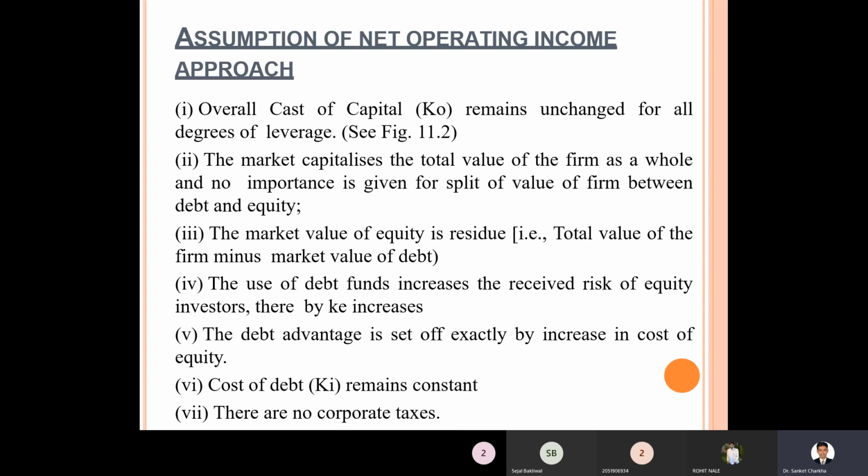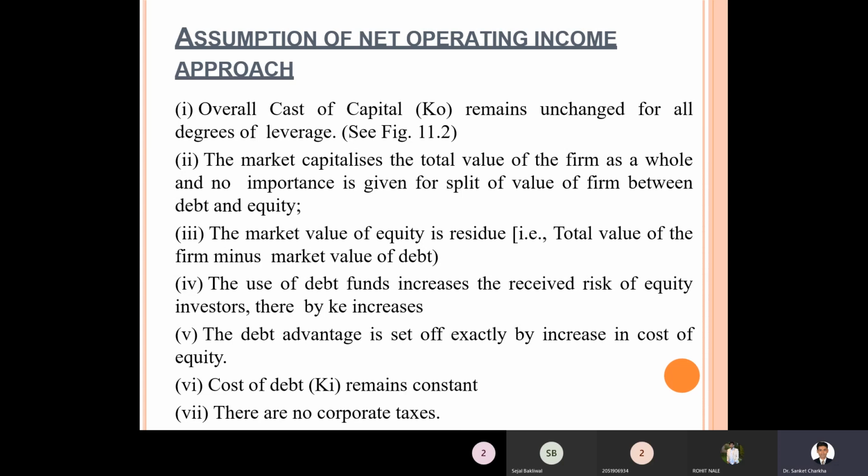The market capitalizes the total value of the firm as a whole, and no importance is given to the split of the value of the firm between debt and equity. So the total market value of the firm as a whole is always stable at every point of time. At this point we can say that the total value of the firm does not keep on changing.